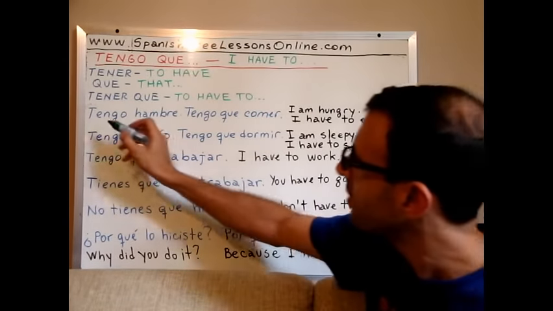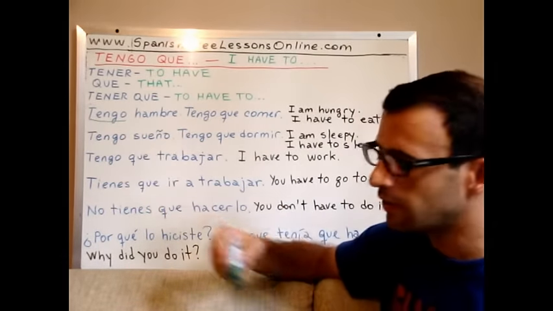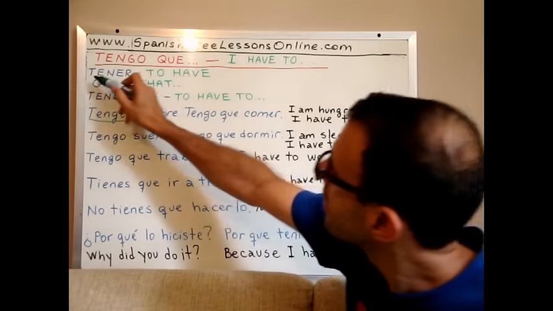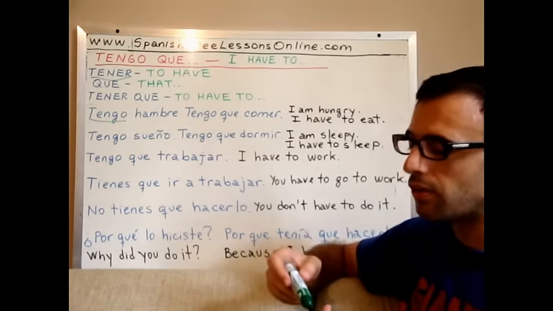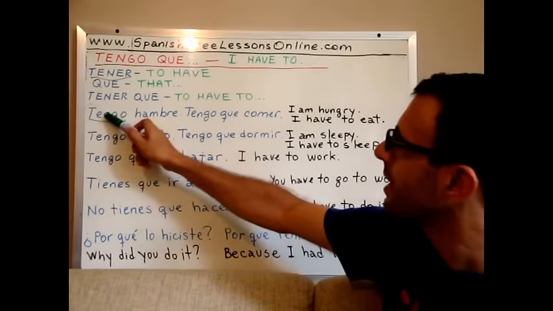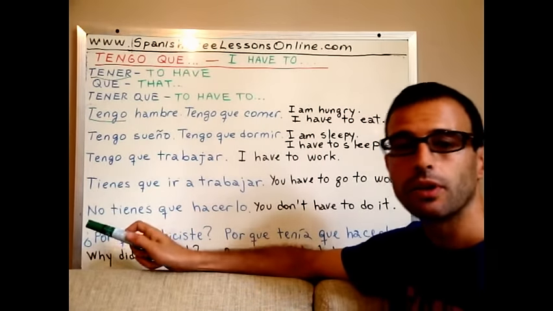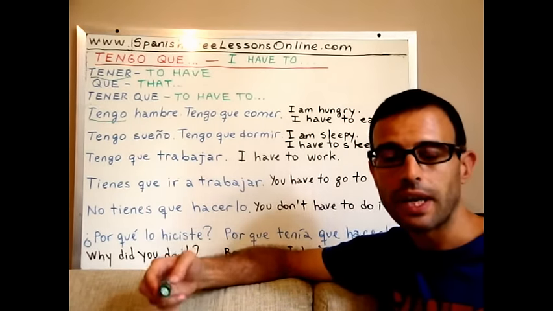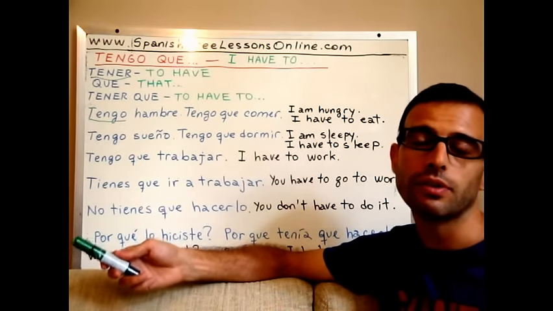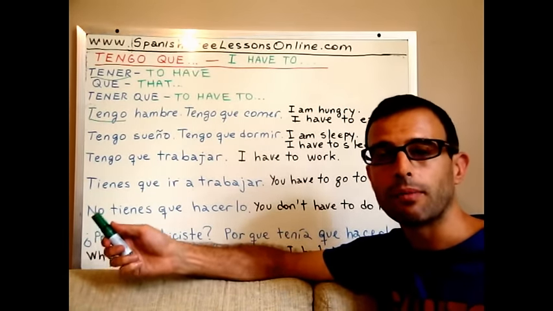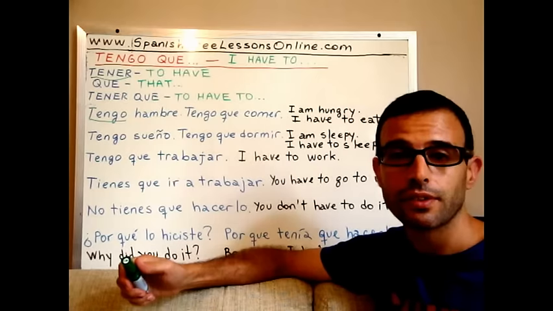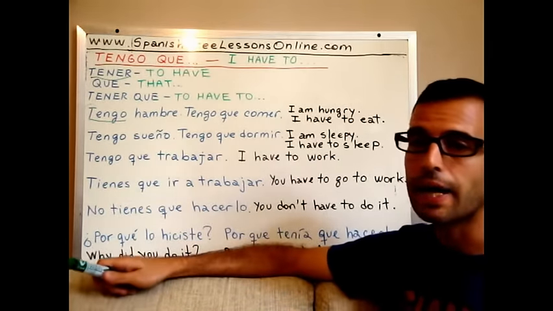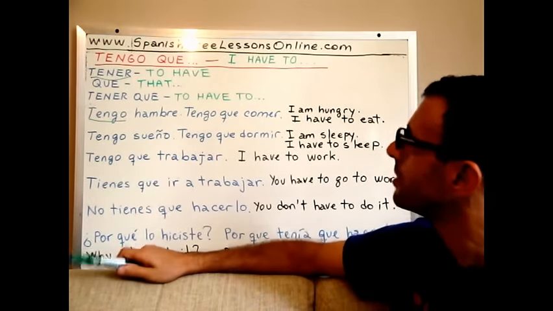In the first sentence, tengo is a verb, is alone, right? It has this meaning. It is the verb to have, right? Tengo hambre means I have hunger. Remember that in Spanish, we don't say I am hungry, we say I have hunger, right? Same thing with thirsty. We don't say I am thirsty, we say I have thirst, right? So, tengo hambre is I am hungry, or I have hunger, right?